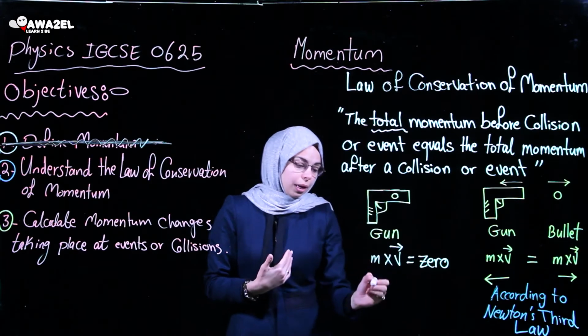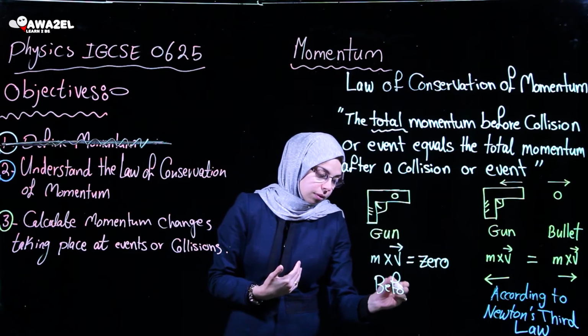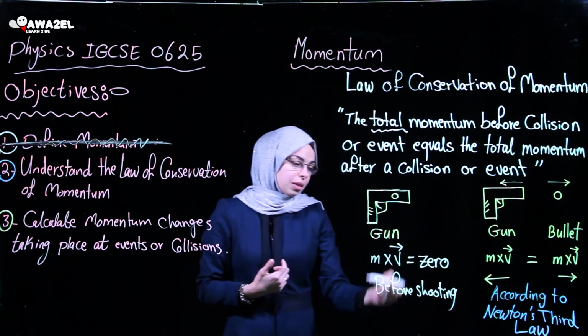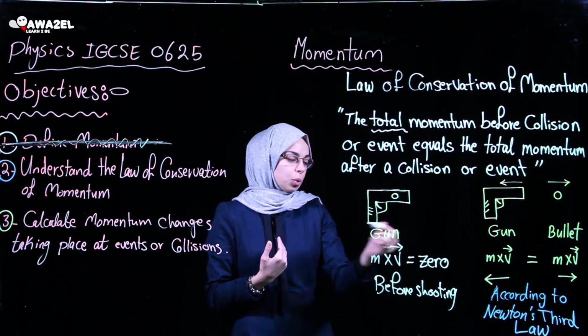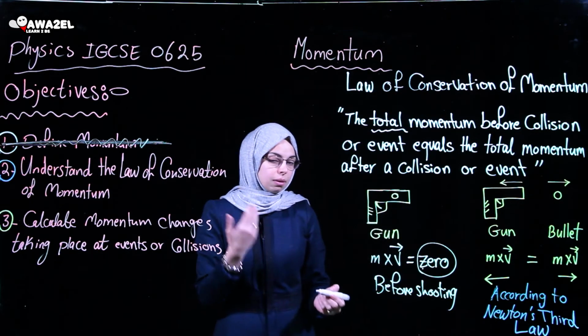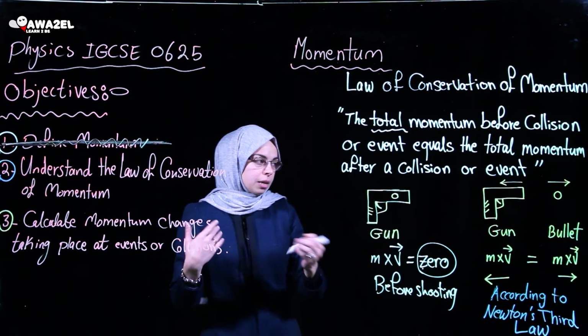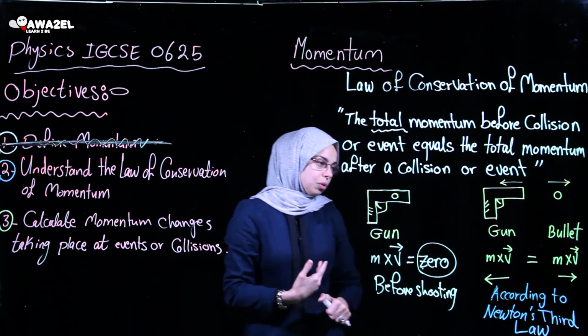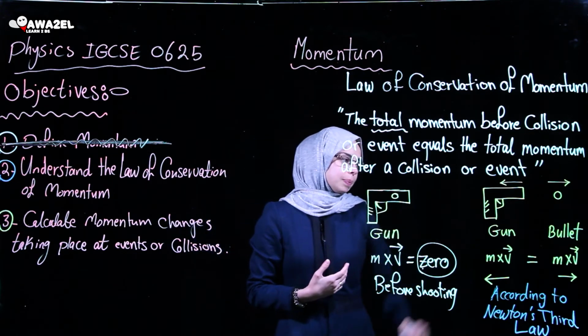So before shooting, which is the event I'm talking about, the total momentum of the gun and the bullet equals 0. So now let's take a look into after the event, which is the shooting case.